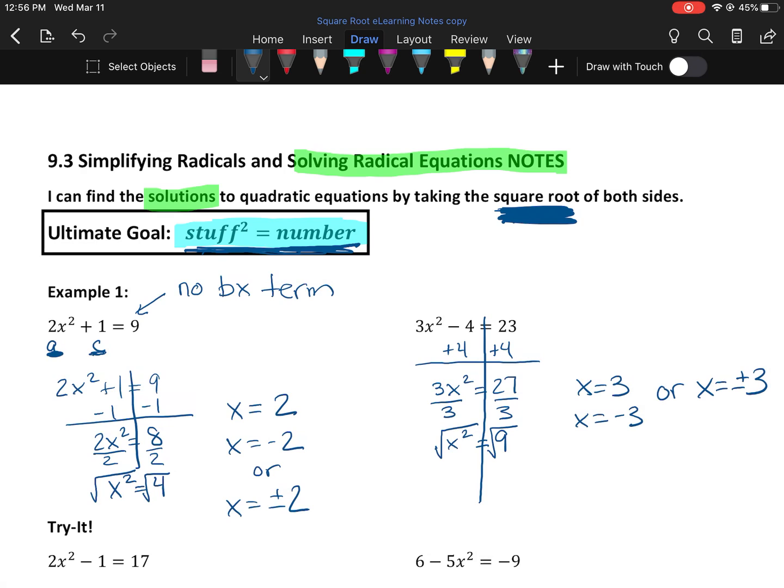Why don't you try the two below? Pause the video, try it, and then we'll see if we match up on answers.